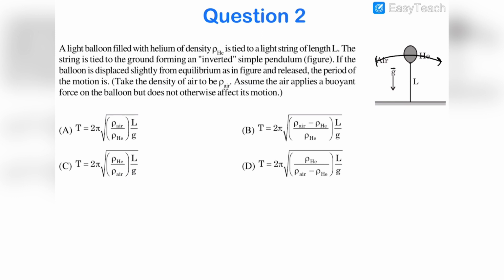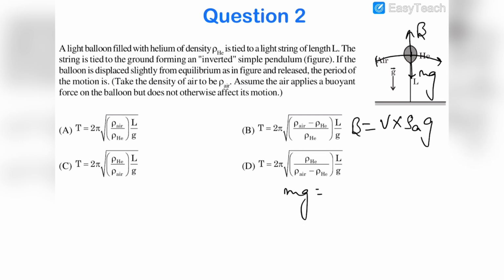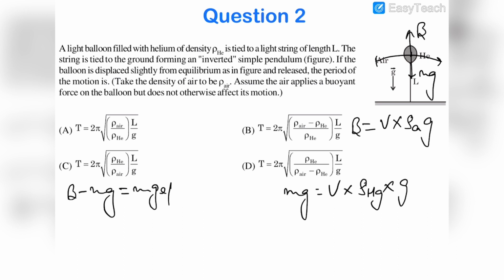We know that if we draw the free body diagram of the balloon, then buoyancy will be acting in the upward direction and mg would be acting in the downward direction. And obviously for SHM it is necessary that the string should be taut, and for the string to be taut it is necessary that buoyancy should be greater than mg. Now the value of buoyancy will be equal to V into density of air into g, and the value of mg will be equal to V into density of helium into g. So the net force is buoyancy minus mg, and this is mg effective.